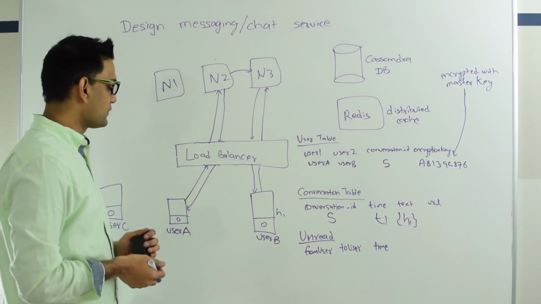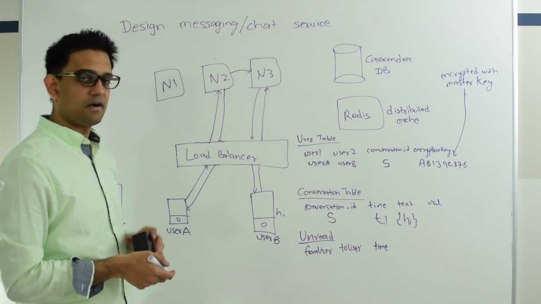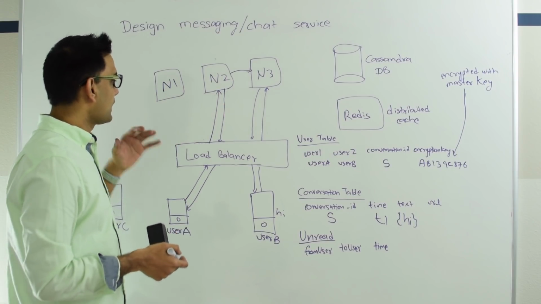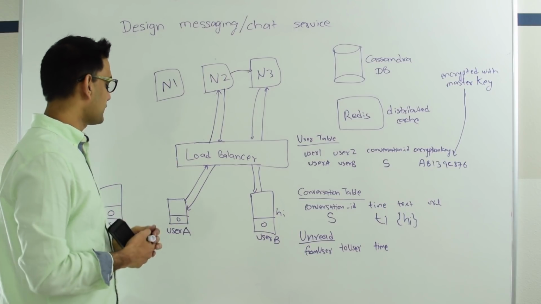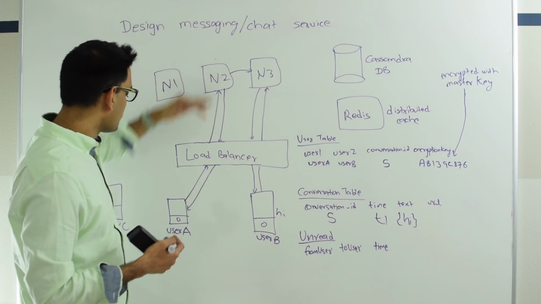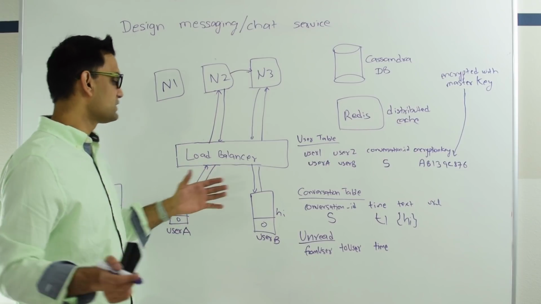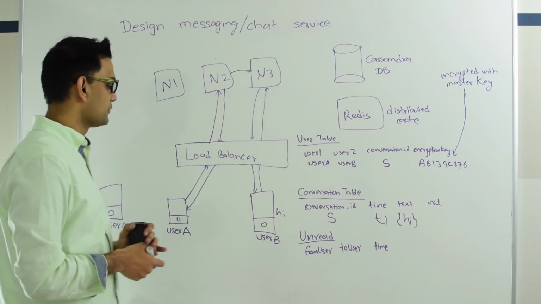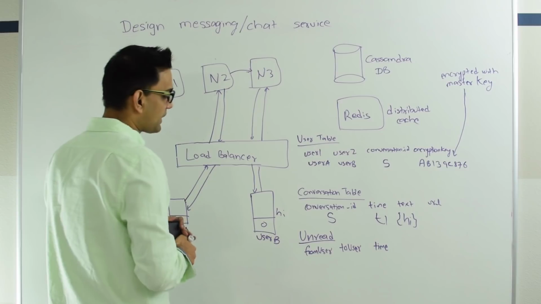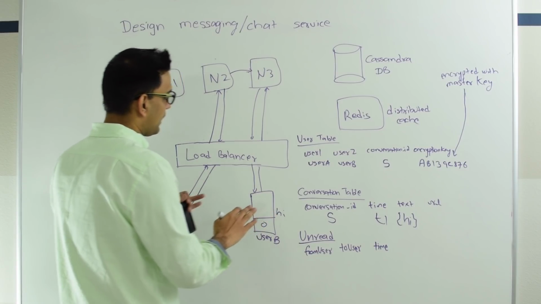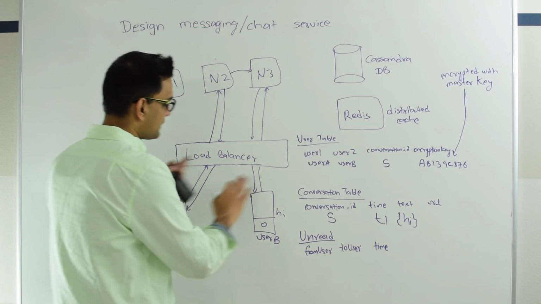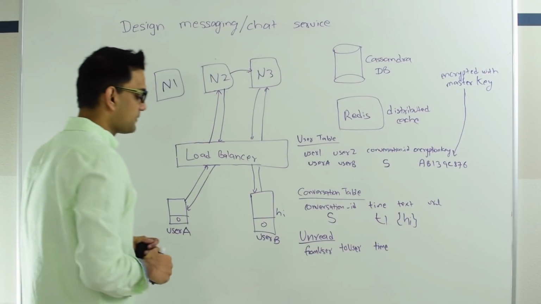One other thing I forgot to mention was that each of these nodes can manage hundreds or potentially thousands of sessions. So it's not like N2 is just talking to user A. N2 could potentially be talking to tons of such users. So coming back here, this way when user A sent hi, user B found this message.